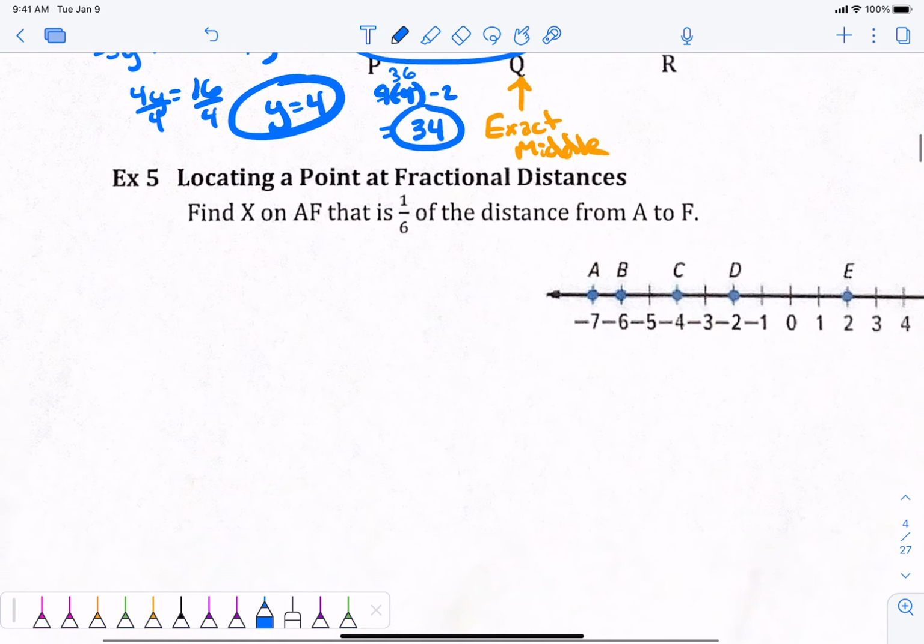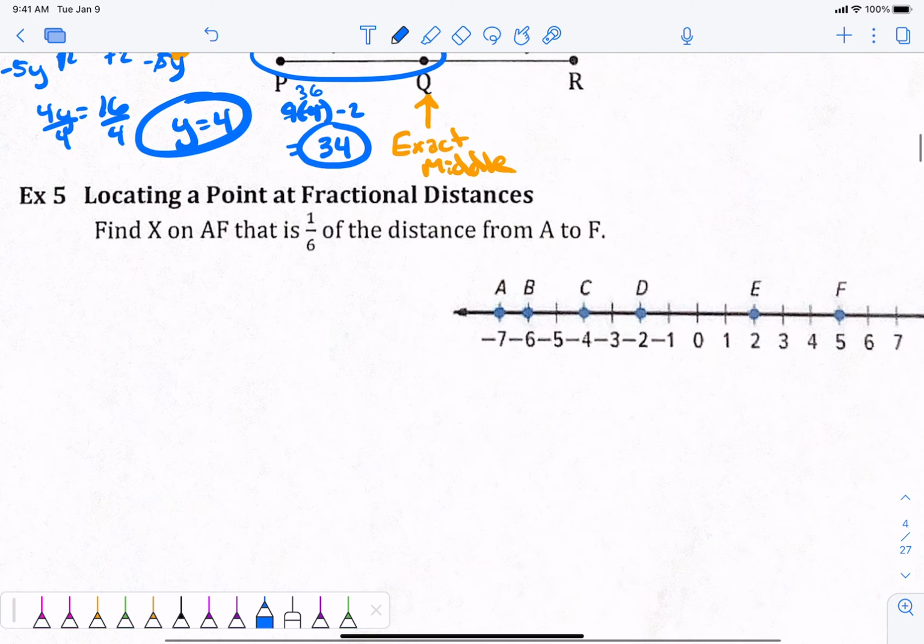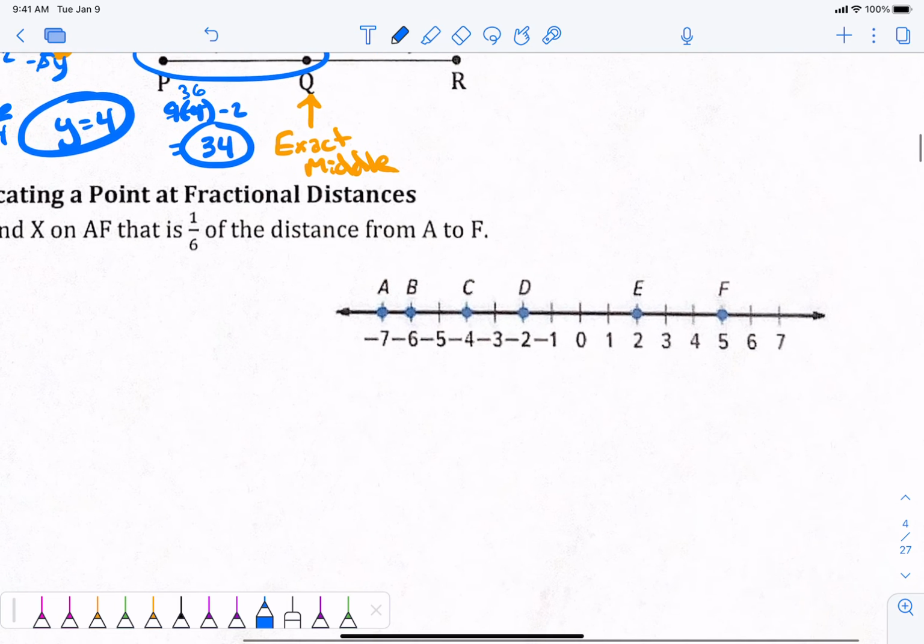All right, example 5. Find x, and x is a point on the line segment from A to F. So we're going just from A to F. And A is at -7 and F is at 5, okay? Such that x is a sixth of the distance from A to F.